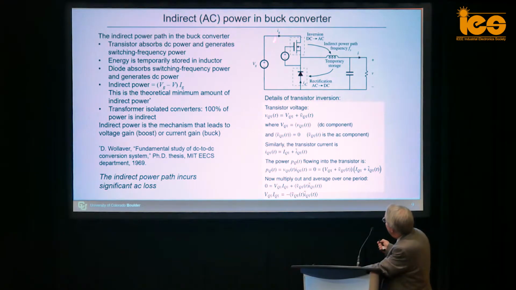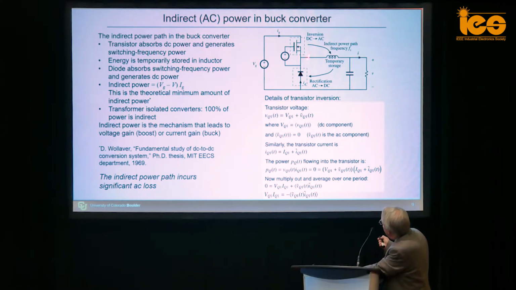and it identified the direct power flow and the indirect power flow. So the direct power is the power that does not go through an intermediate conversion to AC and back to DC, but it simply flows to the output. So if you just leave the transistor on, connect the input to the output directly, then you just have DC flow of power to the output, and that's called the direct power.